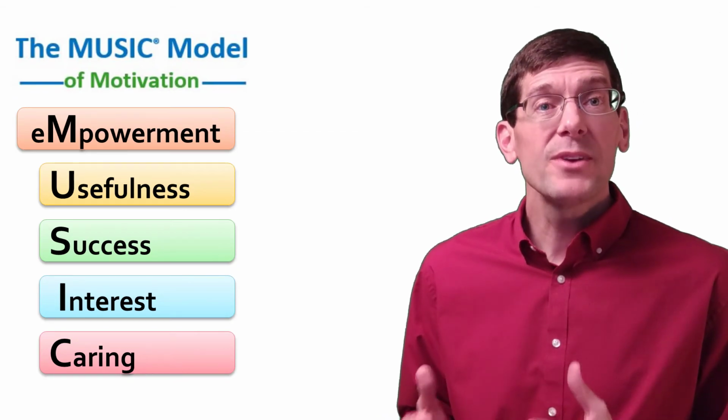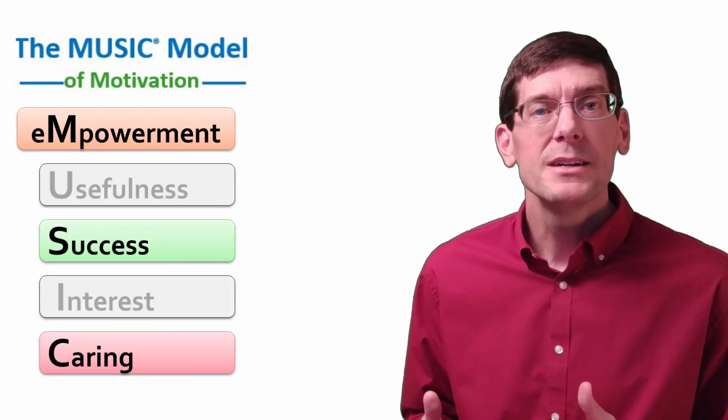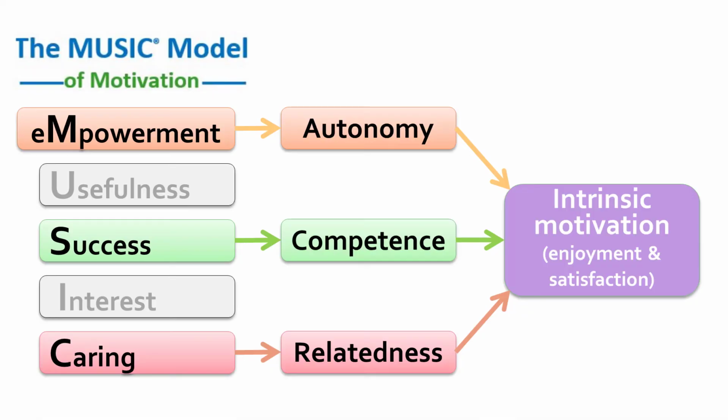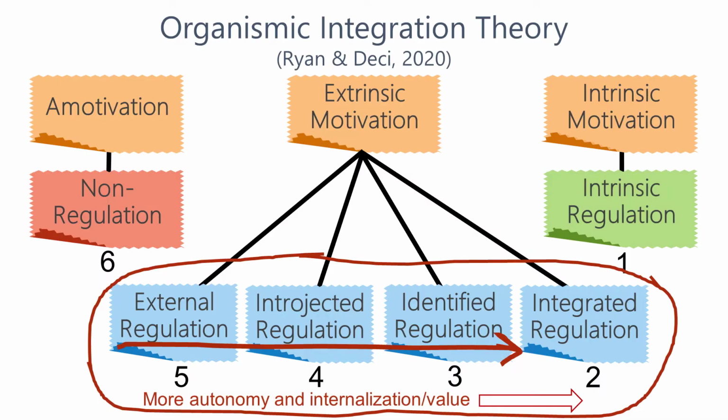see that strategies from 3 of these categories, empowerment, success, and caring, directly relate to meeting the students' needs for autonomy, competence, and relatedness, which then lead to intrinsic motivation, that is, students' enjoyment and satisfaction. Supporting these 3 needs can lead to intrinsic motivation, but they can also facilitate the internalization of values. That is, they can move someone along the regulation continuum from an external regulation towards an integrated regulation.